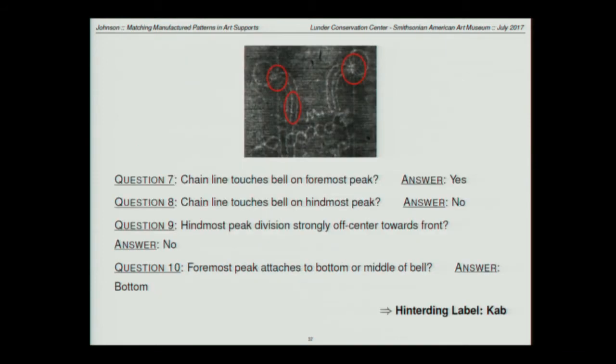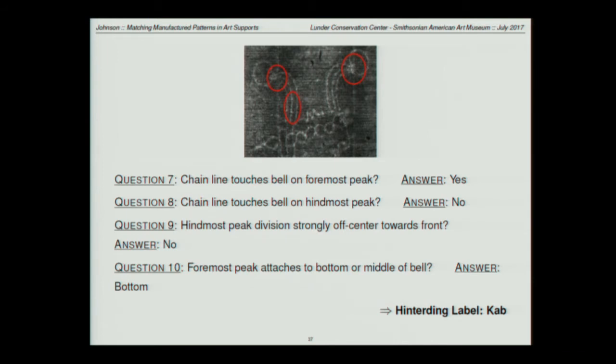Everybody says a pyramid. Now we're at question seven, and we ask whether the chain line here touches the bell at the front. Well, it does, it goes right through it. Whether the chain line here touches the bell at the back? No, it doesn't. So you just answer all these questions, and in less than 3 minutes, when normally it would take you 3 hours to look through all of these for just one case, you can tell which one it is. Every time we show this to conservators, paper conservators, they say, can I have this now?